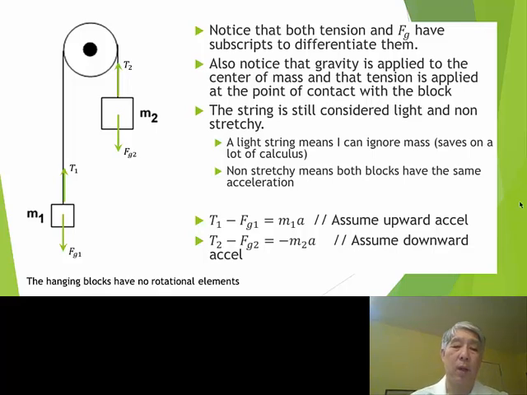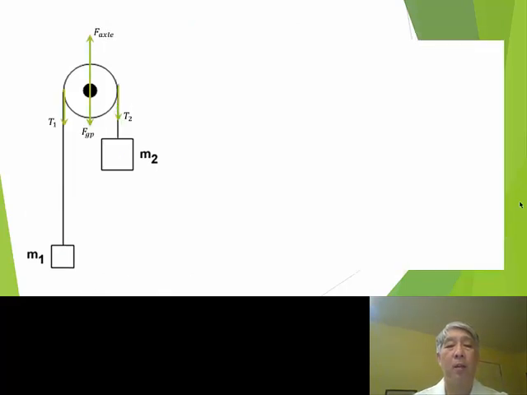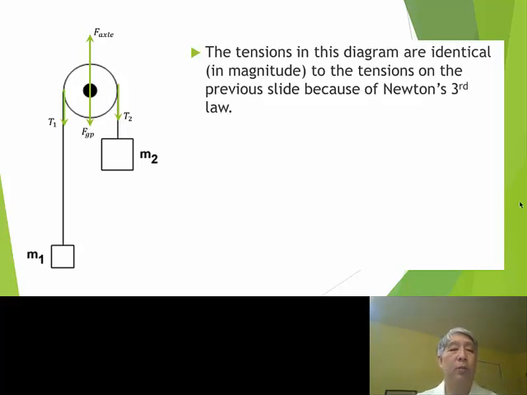The hanging blocks have no rotational elements, so I don't need to write rotational equations for them. The pulley, on the other hand, does. So, drawing the free body diagram, I've included the free body diagram for the axle holding the pulley in place, as well as the force of gravity acting on the pulley itself.